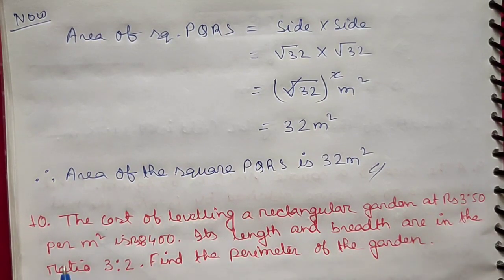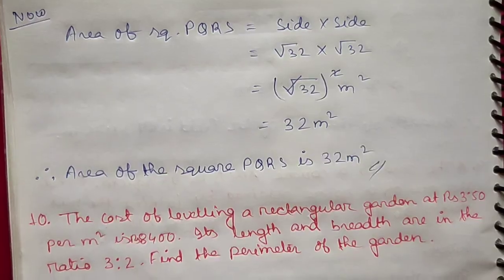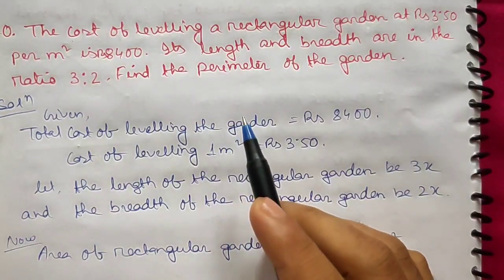Now next come to our last question, which is: the cost of leveling a rectangular garden at rupees 3.5 per meter square is rupees 8,400. Its length and breadth are in the ratio 3:2. Find the perimeter of the garden. So what is given in the question?